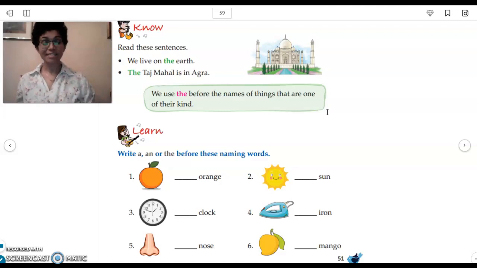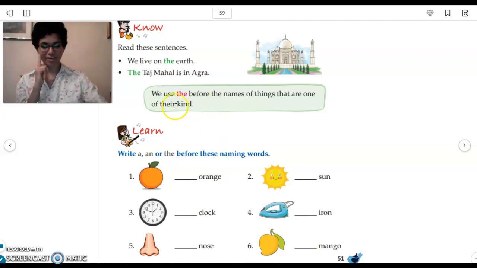So yesterday I said I didn't want you to do this exercise because I wanted you to know well what is the difference between a and an. So today we are going to see some exercises with the. Okay. So please pay attention.